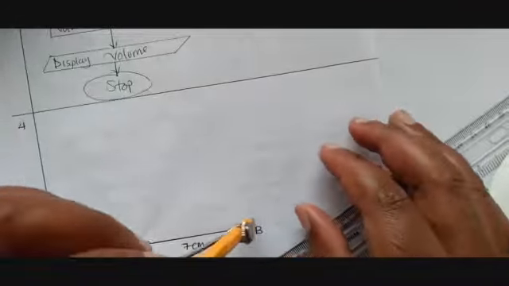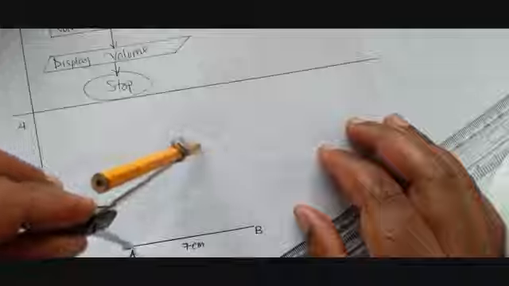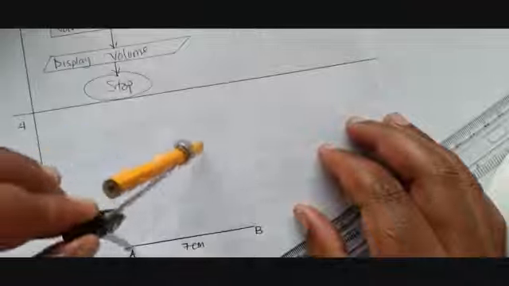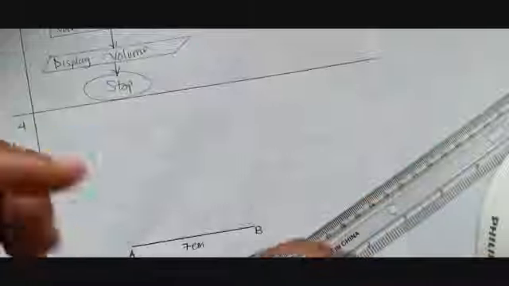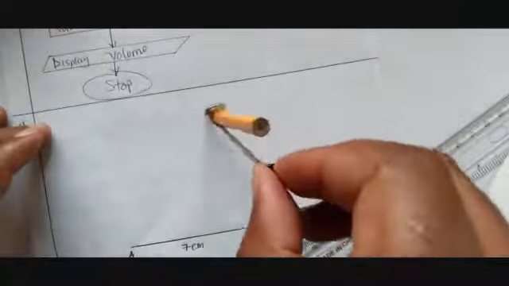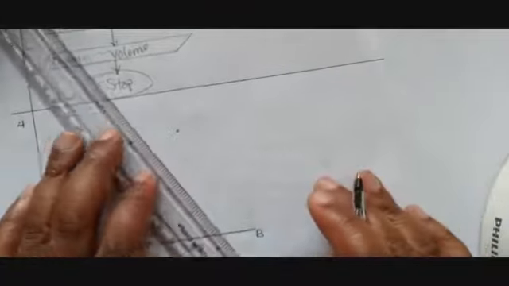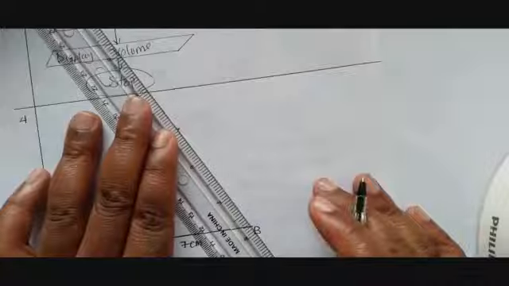So this is my 7. You can create an arc. Then you shift, since the distance is the same, you just shift the compass to point B. Okay. So in this case, the two arcs are meeting here. Get your ruler and the pencil to join.